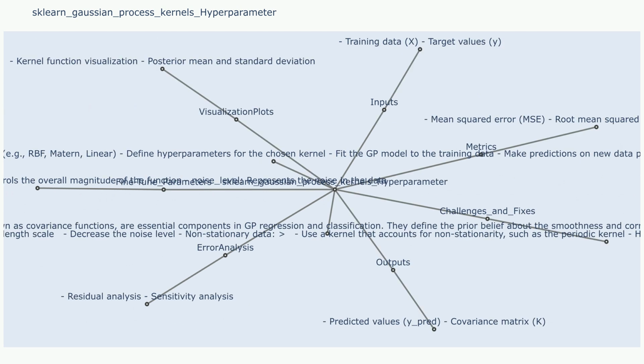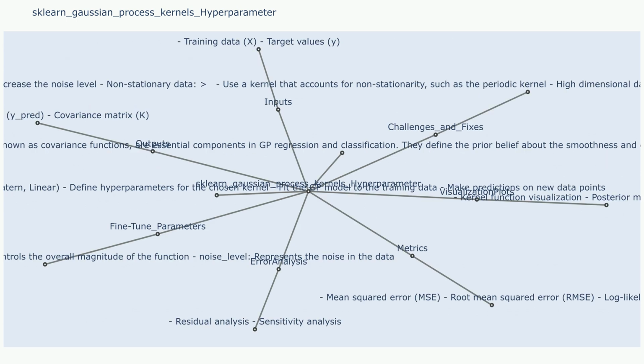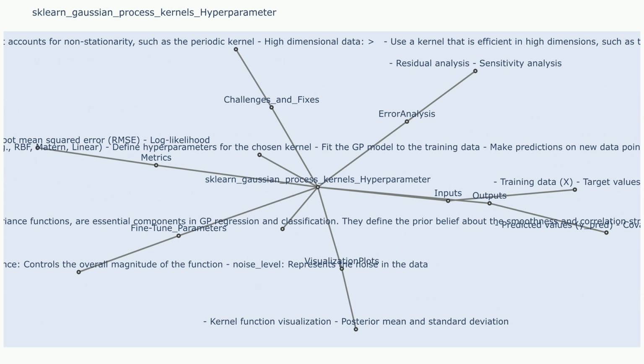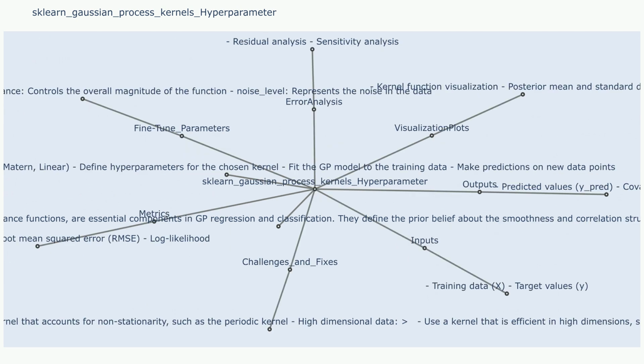Metrics. Mean squared error (MSE) measures the average squared difference between the predicted and actual target values. Root mean squared error (RMSE): the square root of the MSE. R squared (R²) measures the proportion of the variance in the target values that is explained by the model. Visualization plots: a scatter plot of the predicted target values versus the actual target values, and a plot of the predicted target values with confidence intervals.